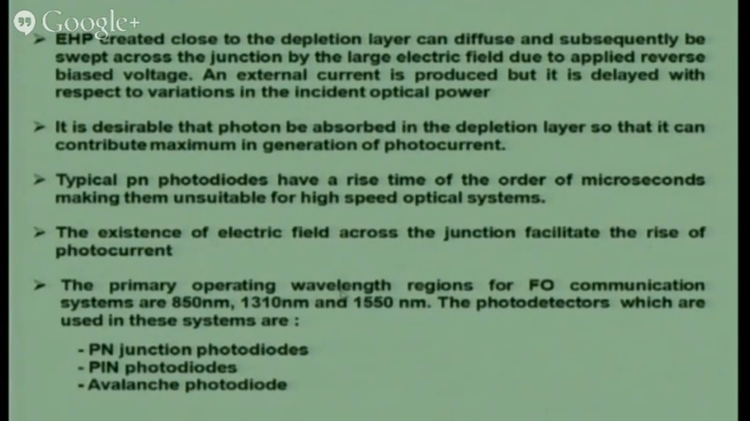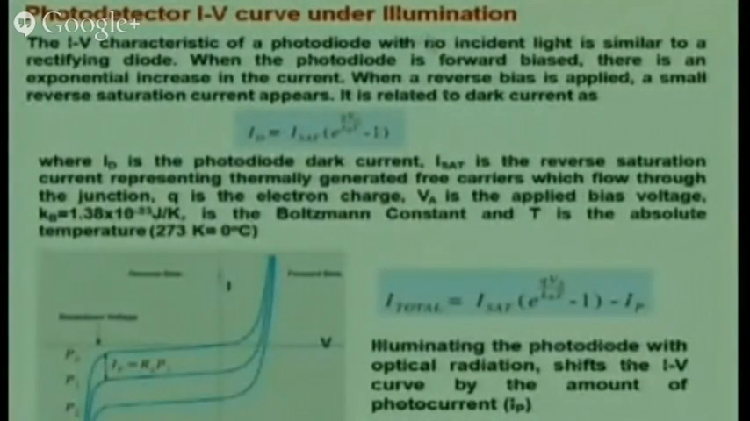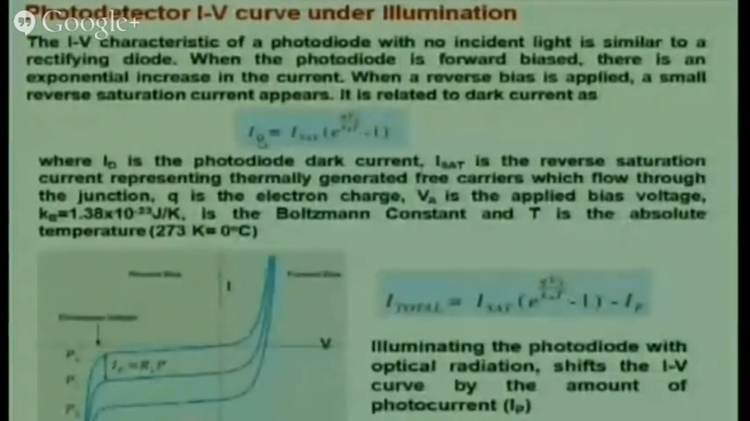The primary operating wavelength regions for fiber optic communication systems are 850, 1310, and 1550 nm, and these are the photodetectors which are used: PN junction, PIN diodes, or avalanche photodiodes. The photodetector IV characteristics under illumination. If we see the PN junction characteristics, it follows this formula, right? This is the forward bias characteristics of the PN junction, and this is the reverse bias characteristics of a PN junction, right? So what happens when light falls on it?